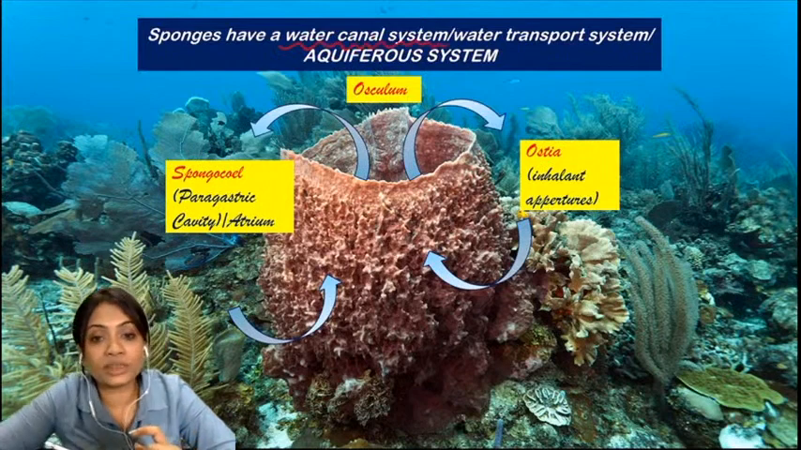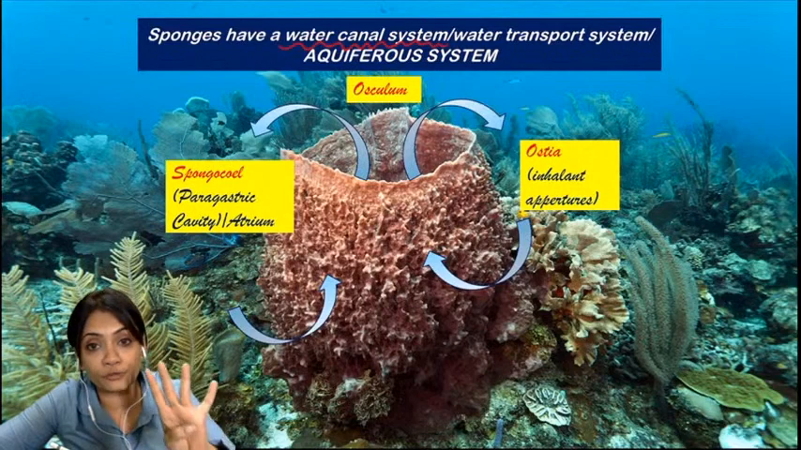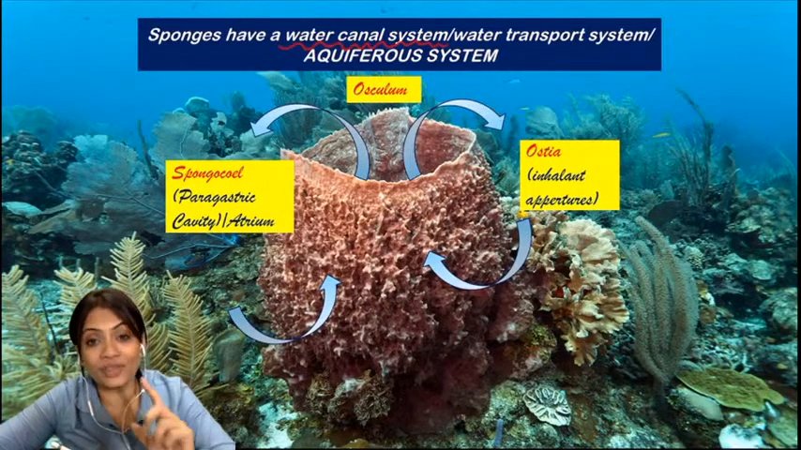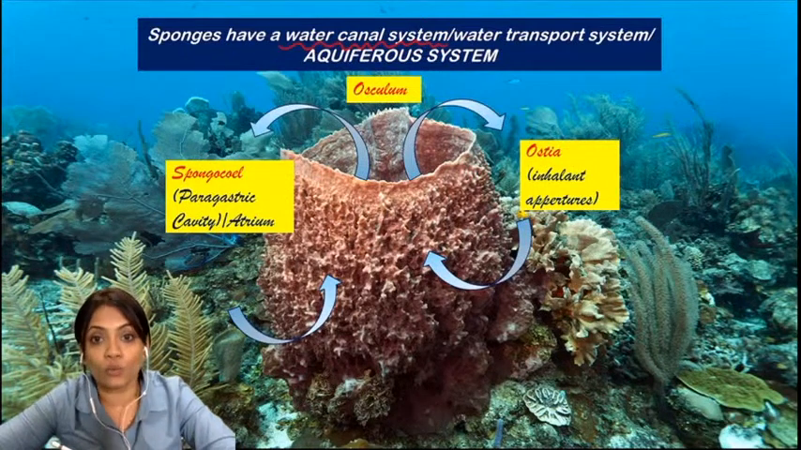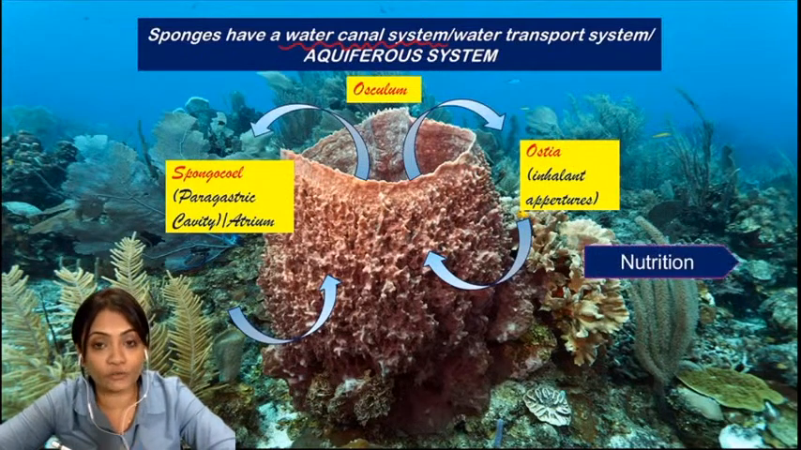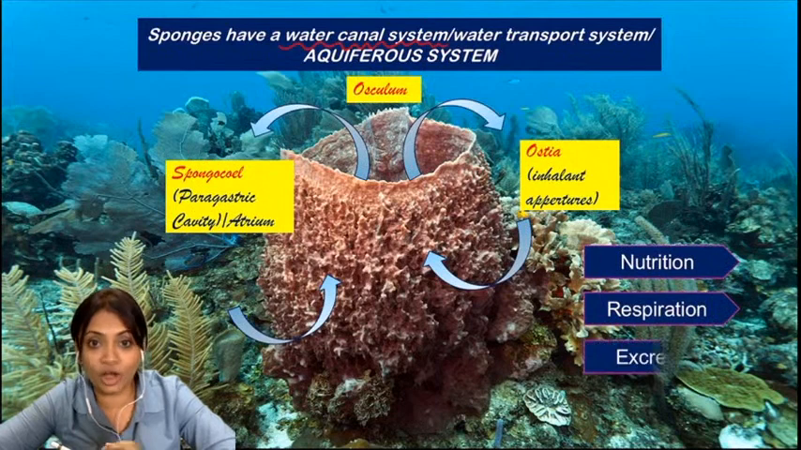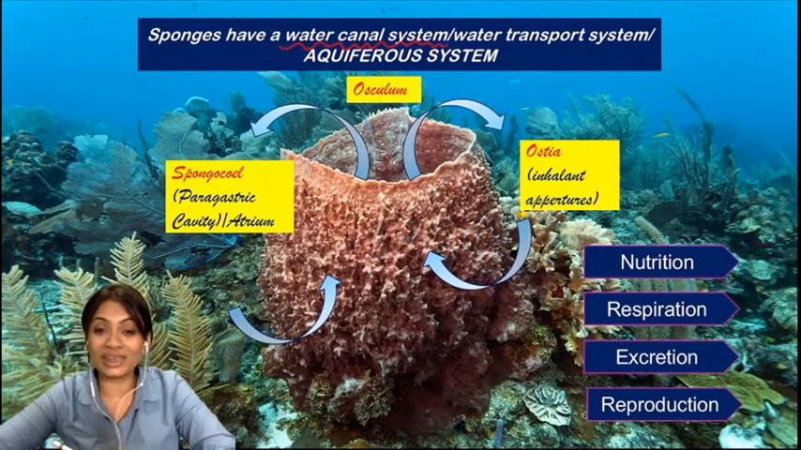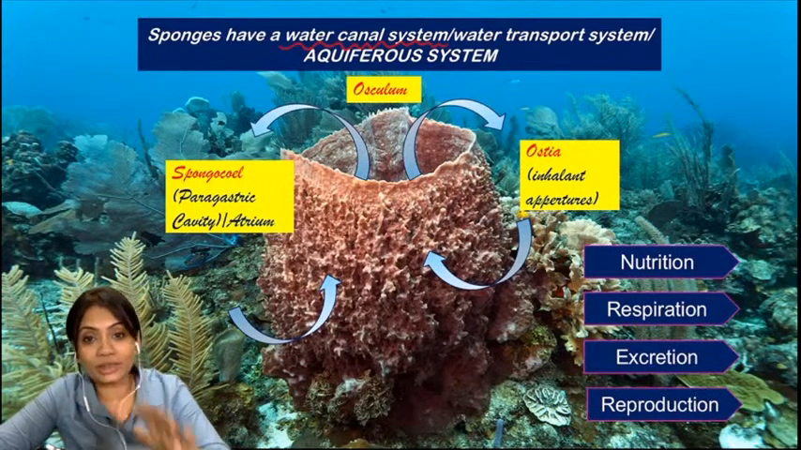And what was the purpose of this water canal system? It was actually performing the work of 4 different systems that we have in our body. This one single water canal was able to perform the functions of nutrition, respiration, excretion, and also reproduction. So these are very important things in the body of a sponge.